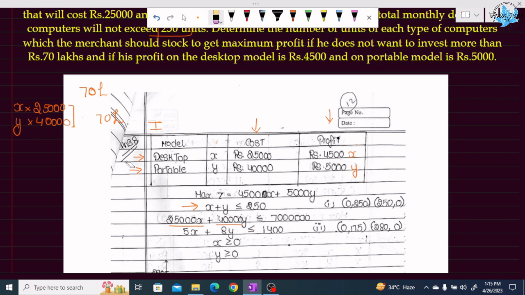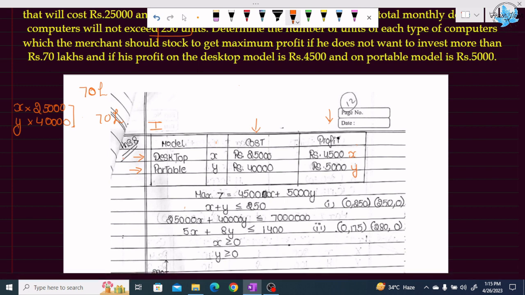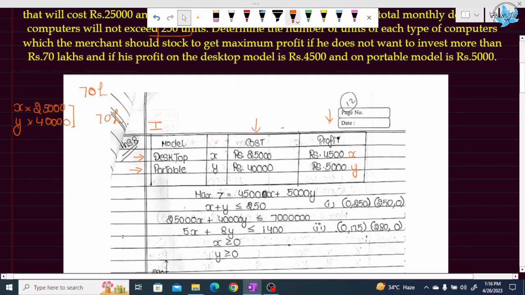I hope you understand the second constraint. In the second constraint, you can take 5000 as common. So when you take 5000 common, or I can say you can divide by 5000 on the left hand side and the right hand side, then you will get 5x plus 8y is less than or equal to 1400. And these are the non-negativity constraints, that is x and y should be greater than or equal to 0.